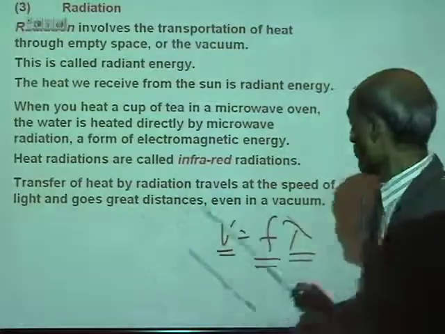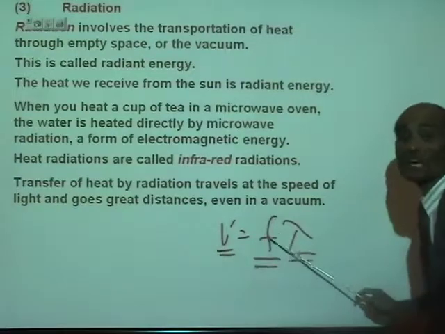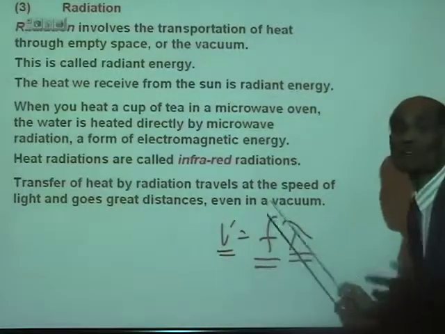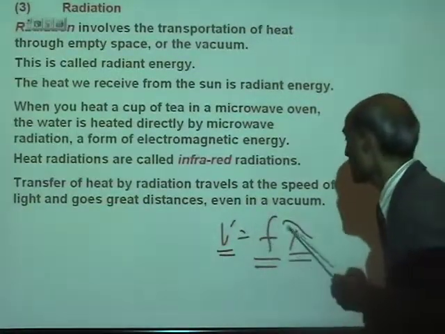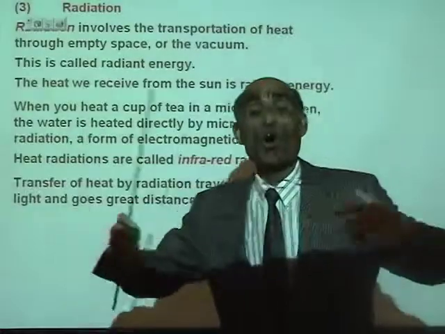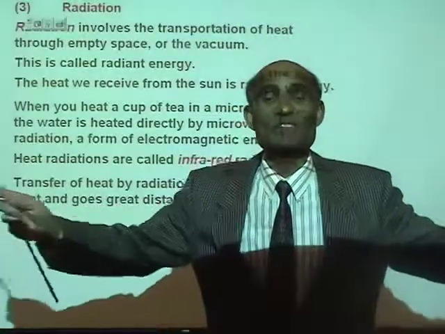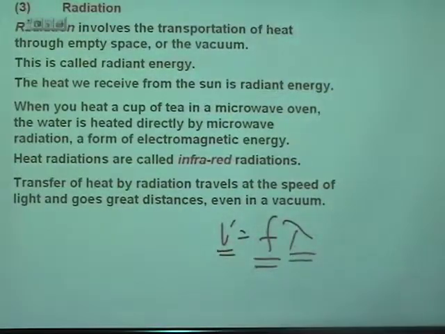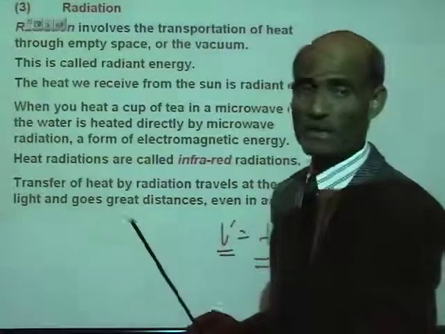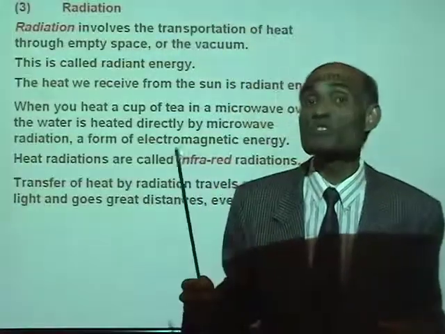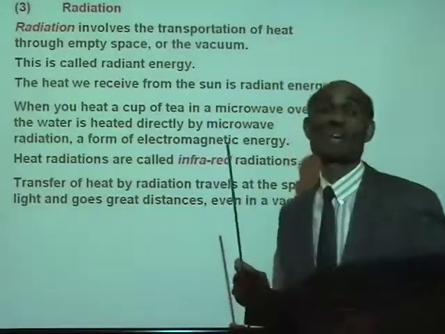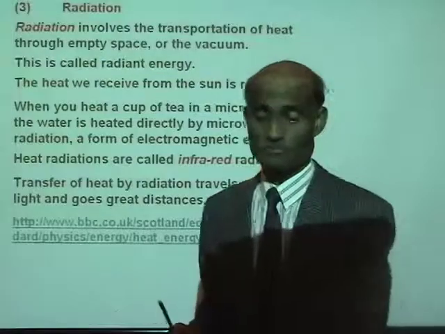Now, wavelength and frequency can change. When the wavelength is very long, frequency is very small. If you multiply the two, for all electromagnetic radiations, they will be the same. Well, that means they all travel with the same speed. So what is heat radiations called? Heat radiations are called infrared radiations. All right.